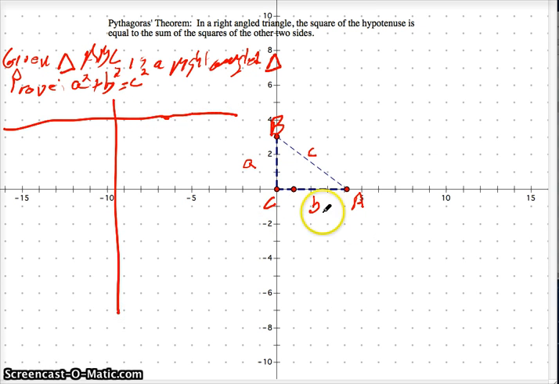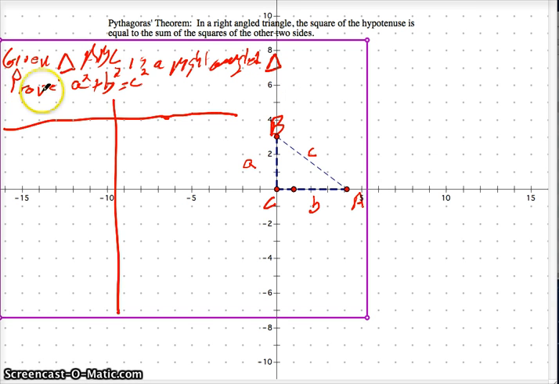Okay. First thing, we're going to use the Garfield proof. President Garfield came up with a proof to do this. And let me go back over here.